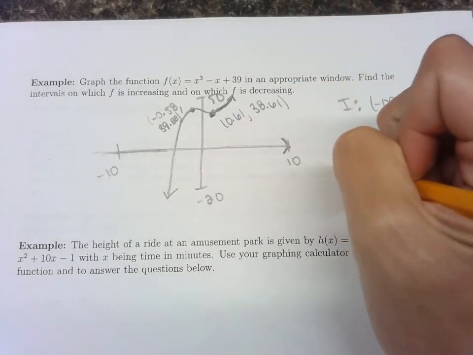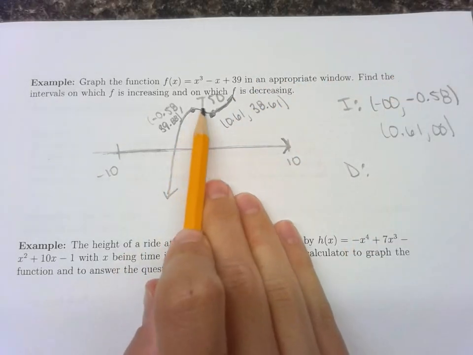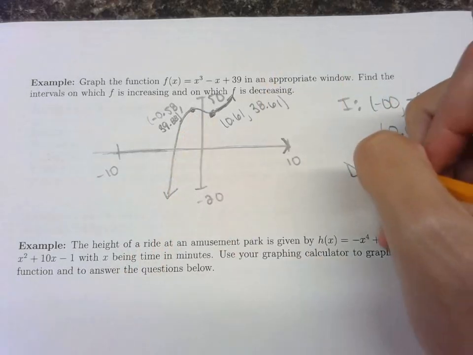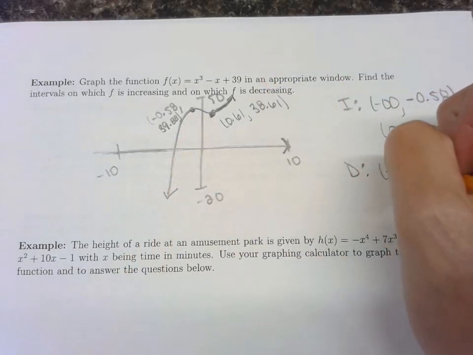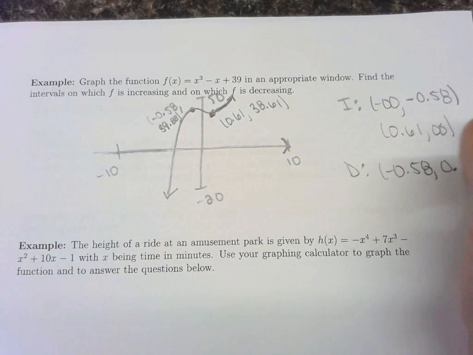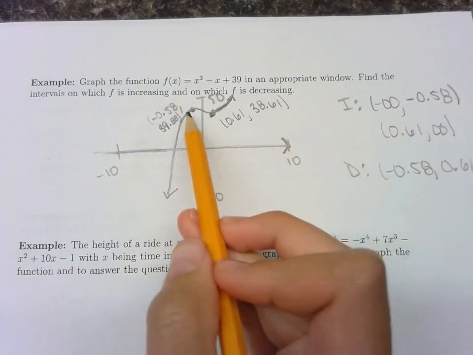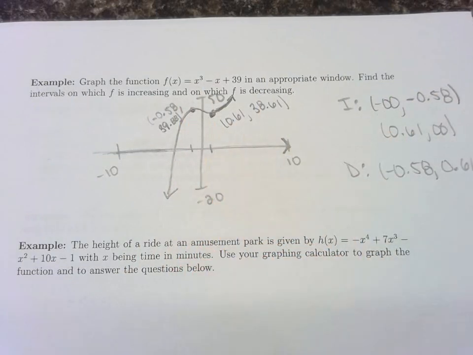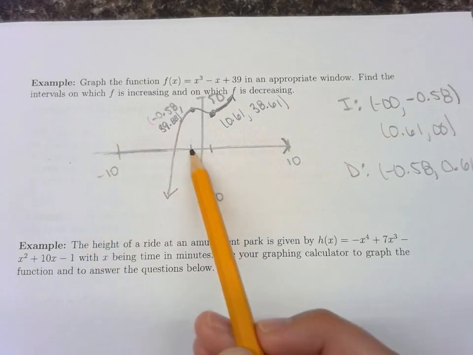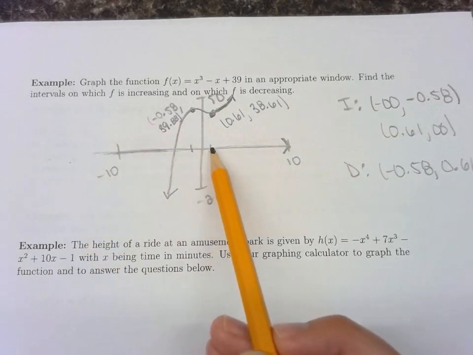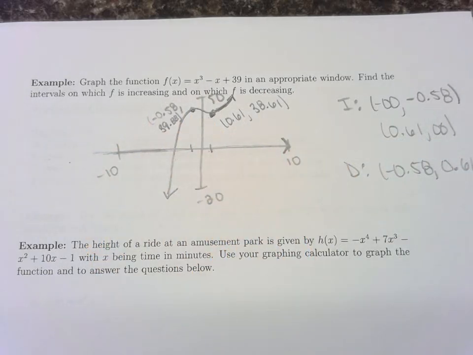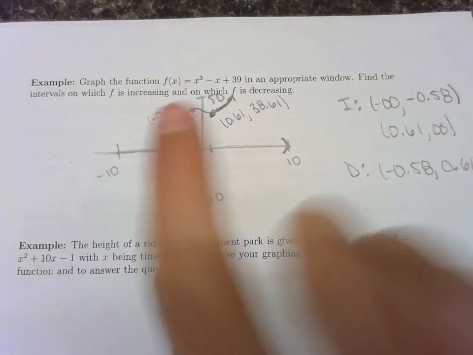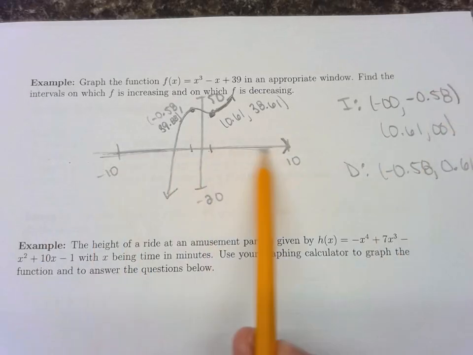For decreasing, we just have one interval. It looks like from here to here. So you have a fall there. So using the x's, I have negative 0.58 to 0.61. So from here to here, you have a decrease. Okay, so negative infinity to here, increase. From here to here, decrease. And from here to infinity, increasing again. So after writing out all these intervals, you should cover the whole x-axis.